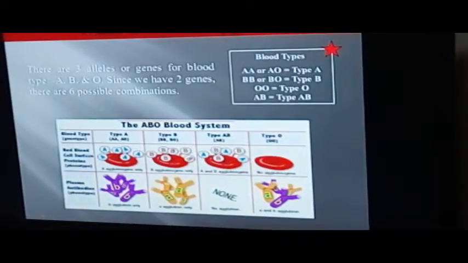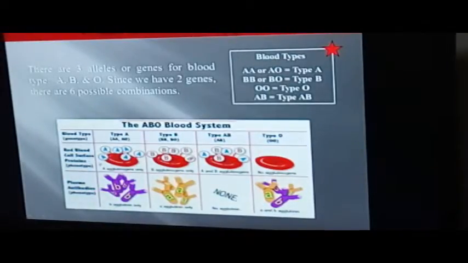Now these are the antigens that are on your red blood cells. None here. Antibodies. These are what are in your plasma. In other words, you have these sprinkles and you have these antibodies. So if your blood comes into contact with somebody else's blood who has B antigens, you are going to fight it.